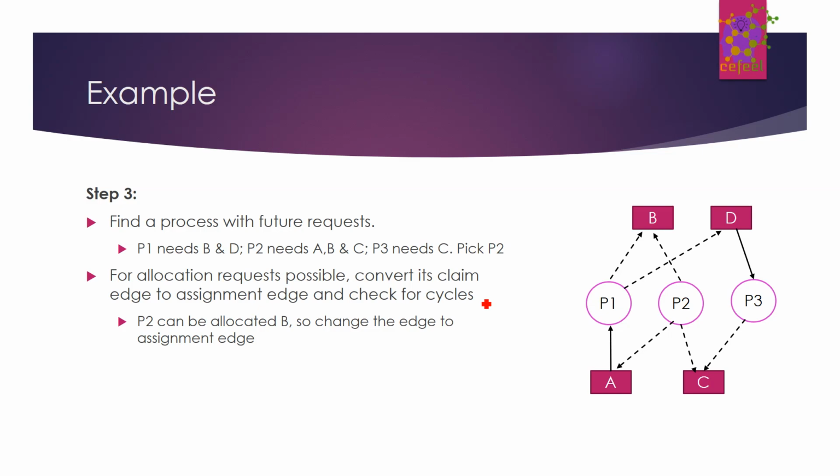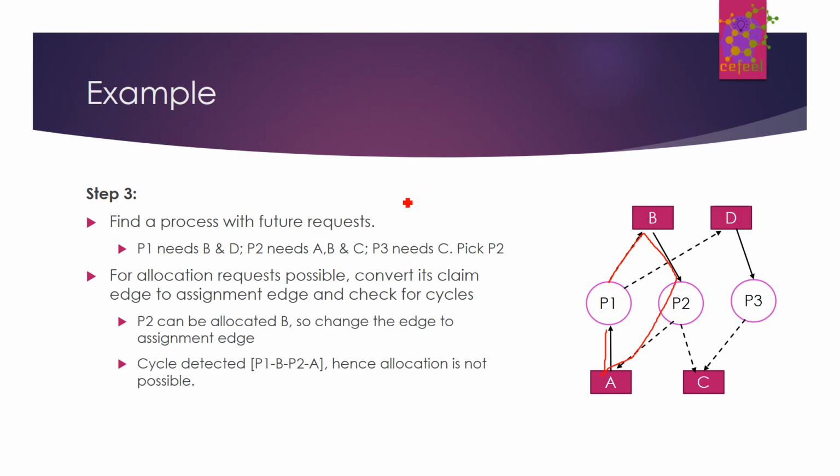So we will change the edge to assignment edge. Note B is currently not allocated to anyone, so we can very easily allocate B to P2. And in fact, let's allocate B to P2 and convert it to an assignment edge. So once we have added this edge, let's see if we have a cycle. If you notice carefully, there is actually a cycle. The cycle is from P1 to B, B to P2, P2 to A and A to P1.